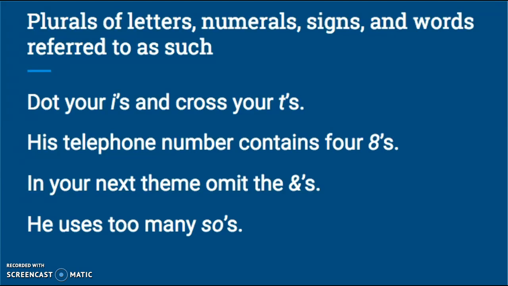And his telephone number contains 4 8's. The 8 is italicized, and you have an apostrophe to make the plural. Same thing with in your next theme, omit the ampersands, or he uses too many so's. I hope this helps you understand how to use apostrophes.